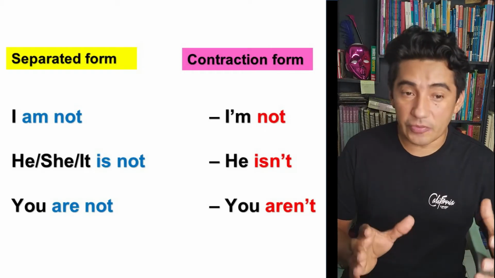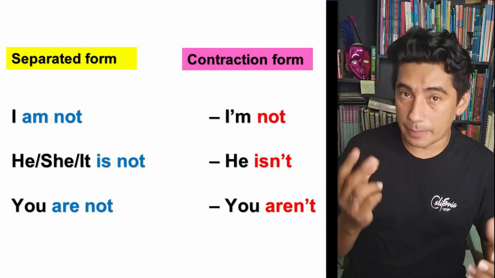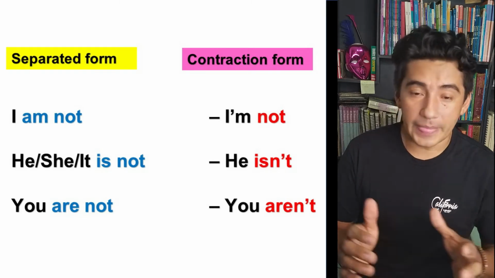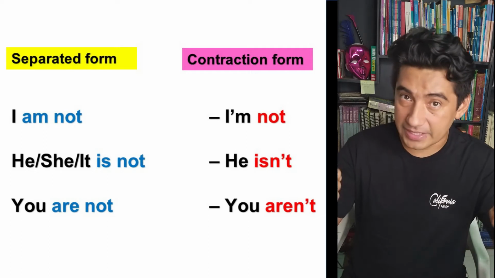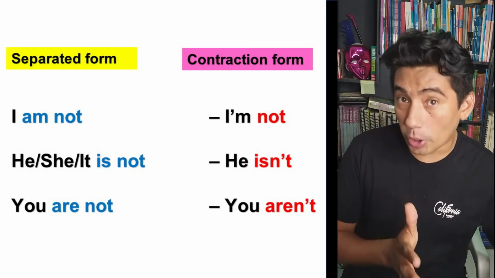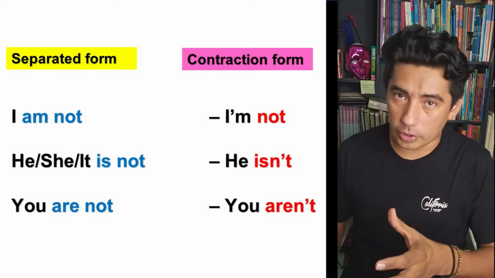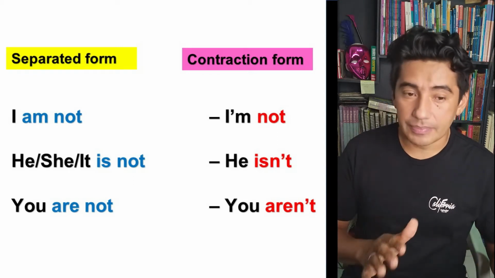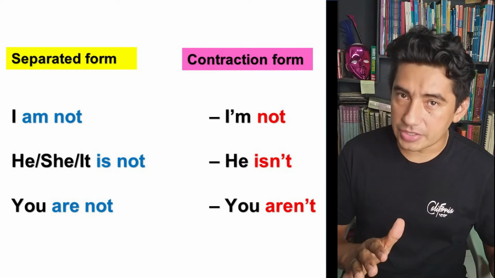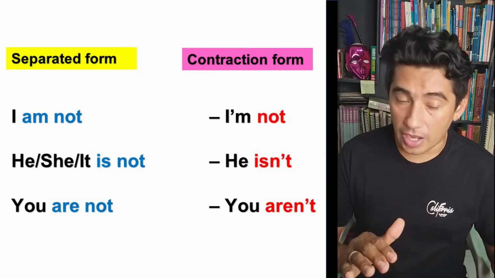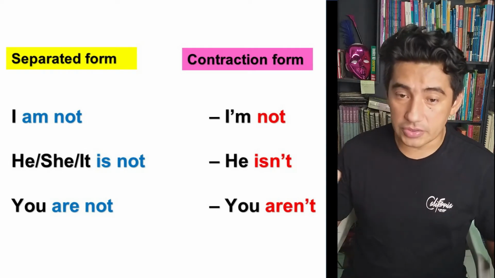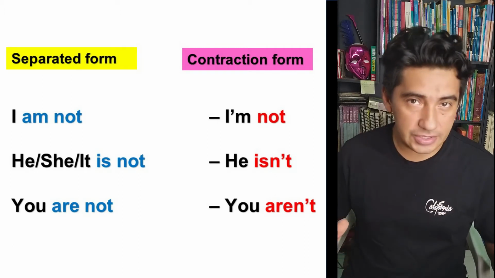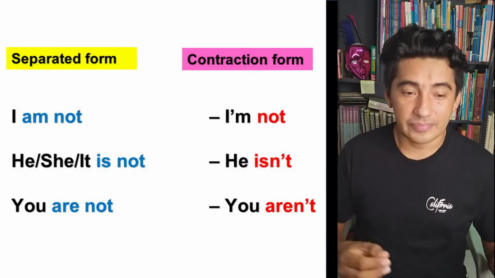Okay, here in our first slide we can see the verb to be in two forms, separated form and contraction form. Repeat, please. Separated form and contraction form. Okay? First one. Repeat, please. I am not. In front, you see, I'm not.